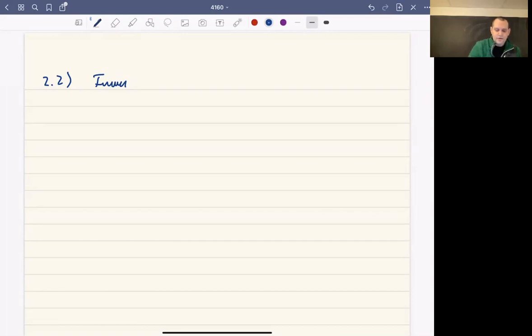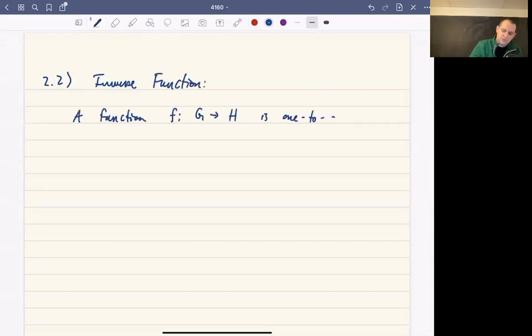So a function, let's just call it f, going from g to h, is going to be called 1-to-1, or sometimes called injective, if the only time that you get the same output is if you have the same input. So in other words, if f of a equals f of b implies a equals b.